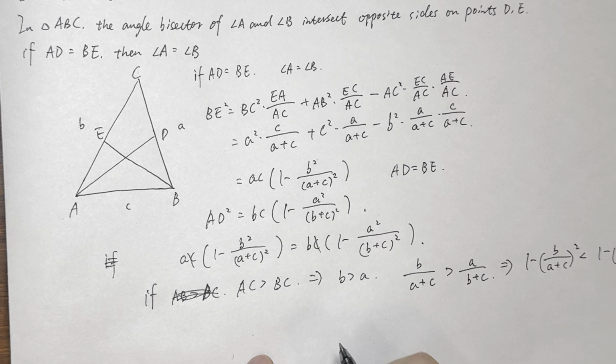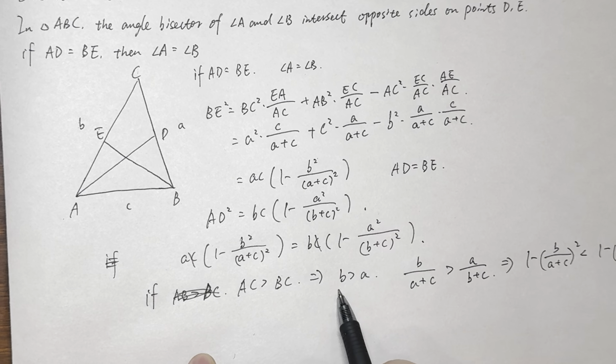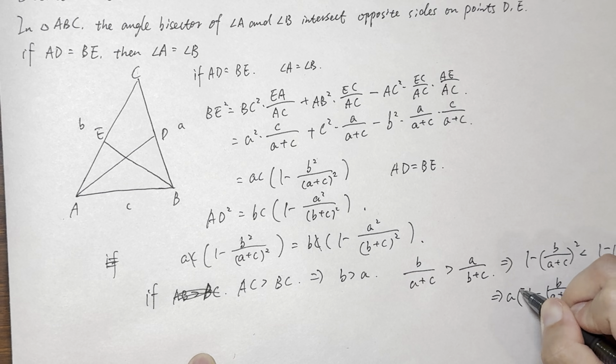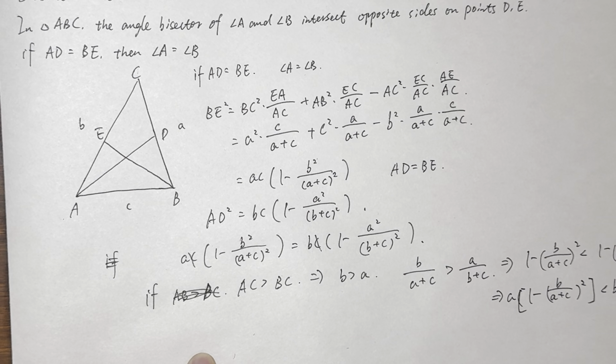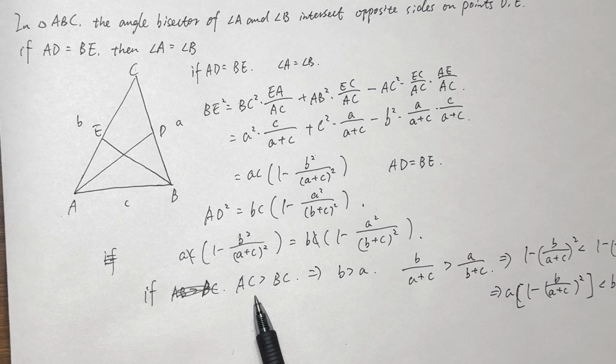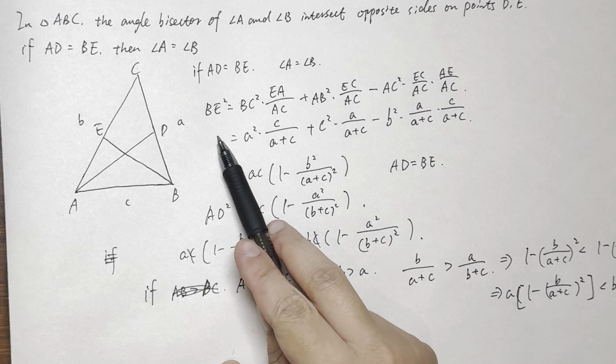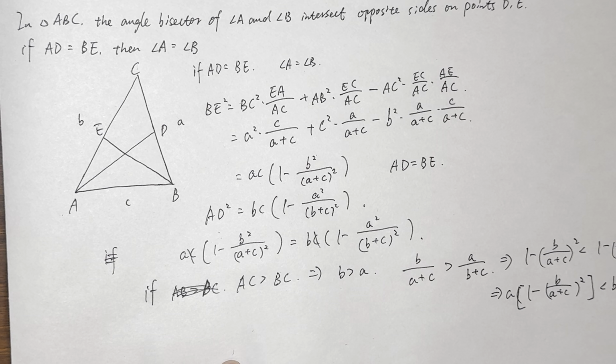right? And then we know that because A is smaller than B, A times 1 minus B to A plus C squared should be smaller than B times 1 minus A to B plus C squared. Right, so that is saying if AC does not equal BC, we won't have BE equals AD. So BE equals AD forces AC equals BC, which means angle A equals angle B.